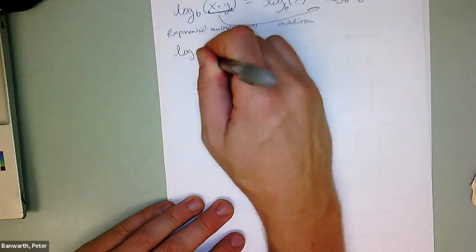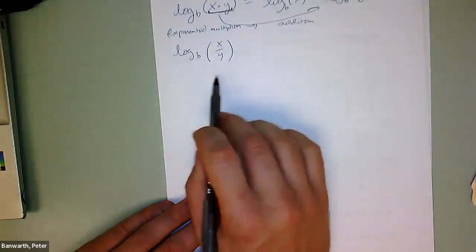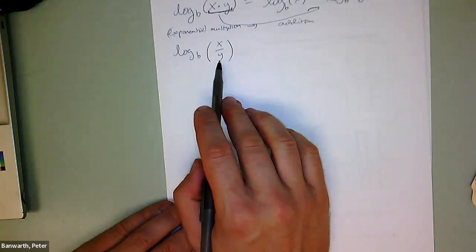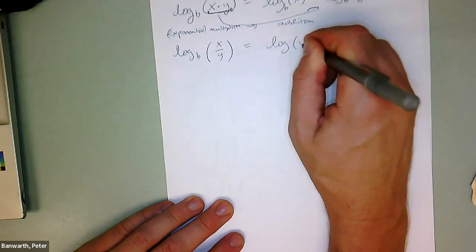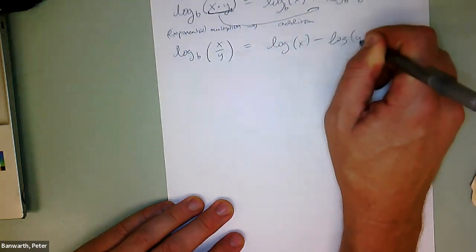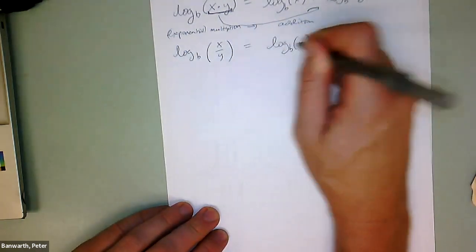We also said that when exponentials are divided, that's like linears being subtracted. Put my base there.